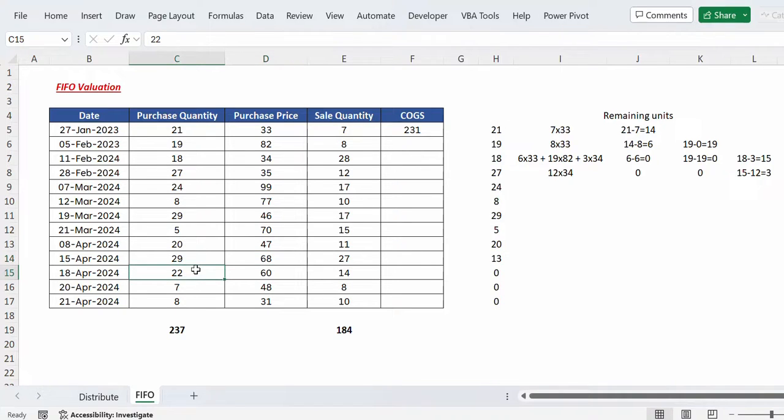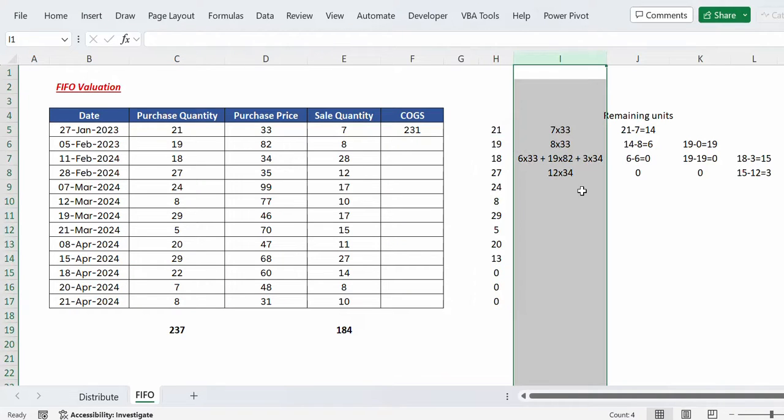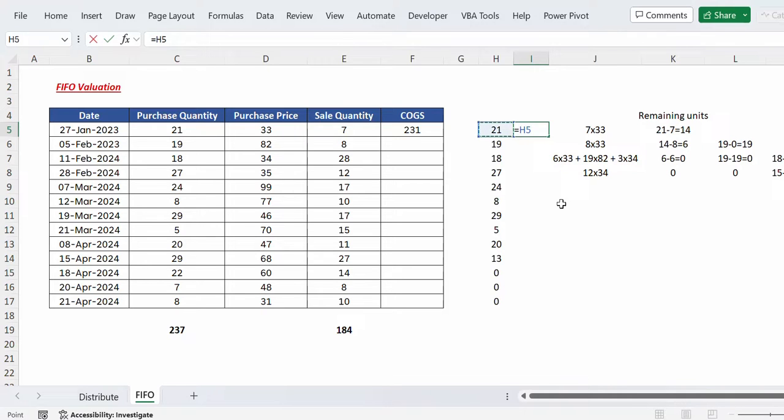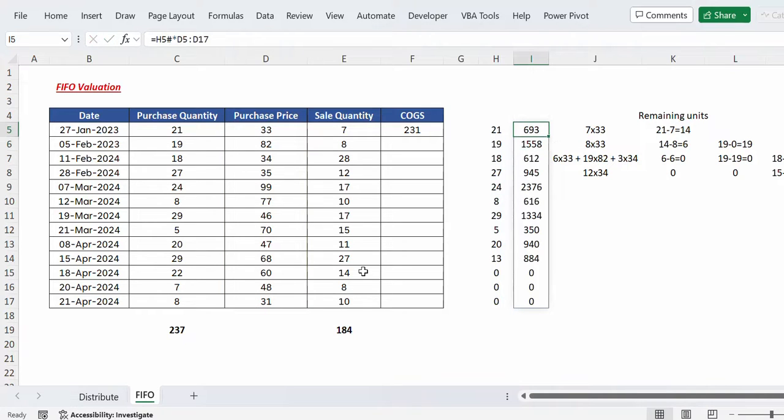And we could not make a sale of these quantities here, right? On which we purchased on 18th April, 20th April, and 21st April, right? So this is the distribution. And if we try to find the value, so what we have, again, each of these quantities multiplied by the respective purchase price. So we have got this as a result.